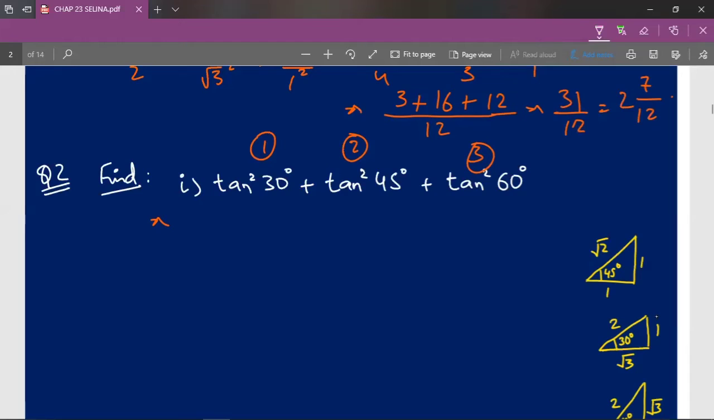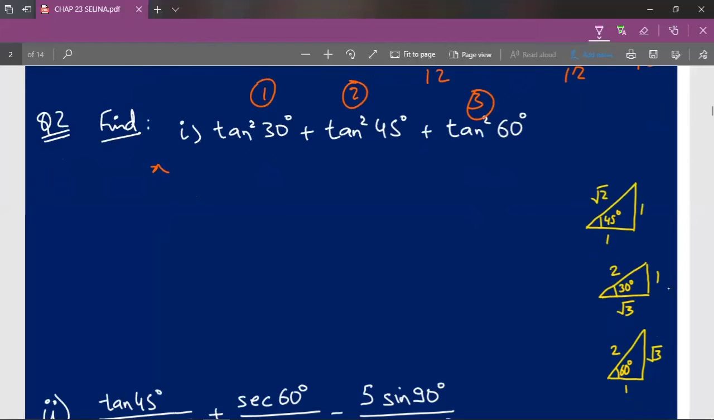So tan square 30 degree, what do I mean by this? By tan 30 degree, first of all, I'll find tan 30 degree. Now the magic triangle for 30 degree will be equal to this triangle. Therefore, tan 30 degree with respect to angle 30 degree tells us perpendicular upon base, that will be equal to 1 upon root 3.